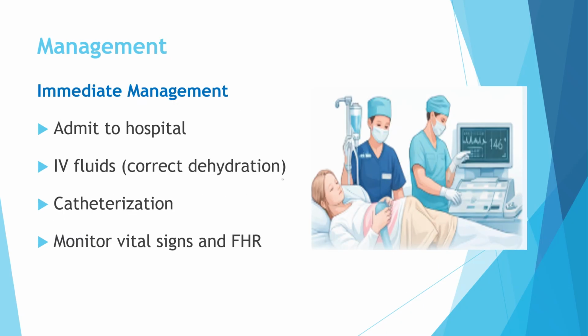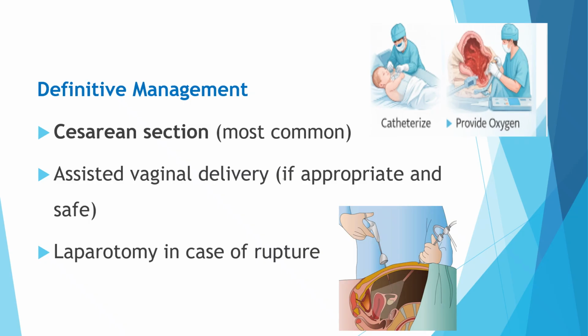All right, class. Now let's understand the immediate management. When a case of obstructed labor comes, the first thing we do is admit the patient to the hospital immediately. Then, we start IV fluids to correct dehydration, because the mother is usually very tired and dehydrated. Next, we do catheterization to empty the bladder, which also helps reduce obstruction. At the same time, we continuously monitor the mother's vital signs and the baby's heart rate to make sure both are stable. So basically, first we stabilize the mother and closely monitor both mother and baby before proceeding to further treatment.